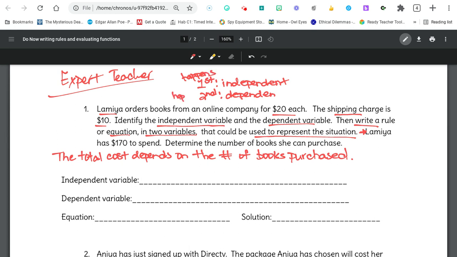Because some people are still not going to be able to write this dependent statement. So just think about what happens first. They don't charge you first before you buy the books. That'd be crazy, okay? You got to buy the books and then they'll charge you. All right, so the cost is dependent. The number of books purchased is independent.